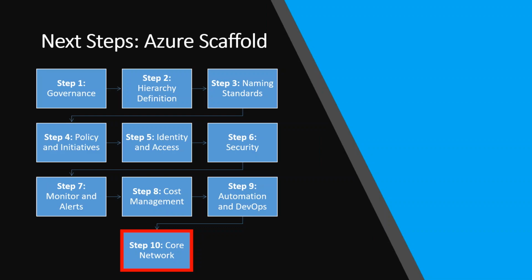So next steps, as I mentioned, one of the things we do is we have the Azure Scaffold, which is a best practice framework. It's a Microsoft framework, actually more for EA. We have adopted it for all Azure customers. So the core network is one of the things that we cover in there.